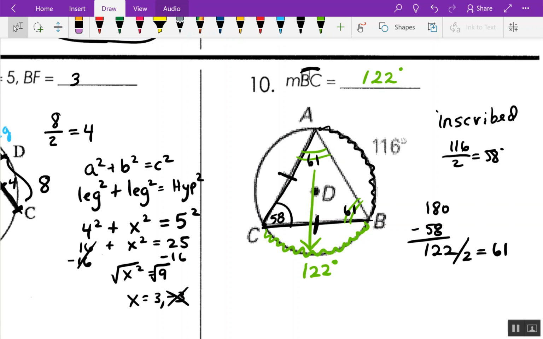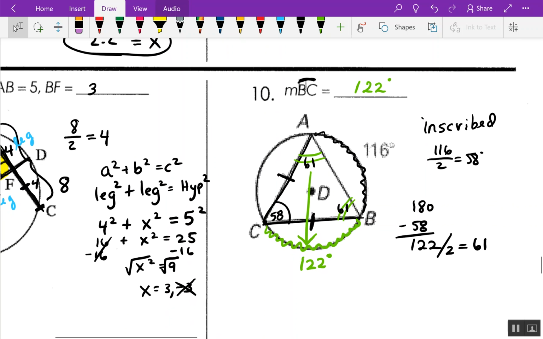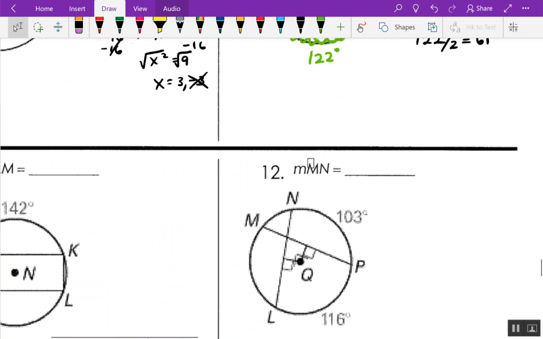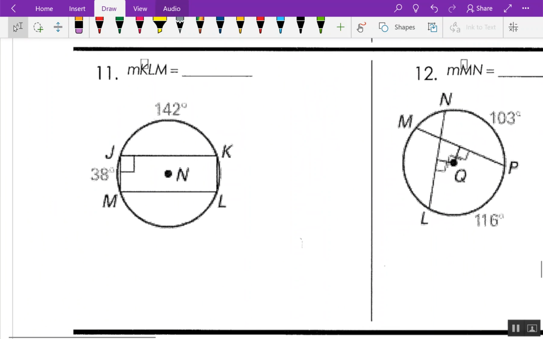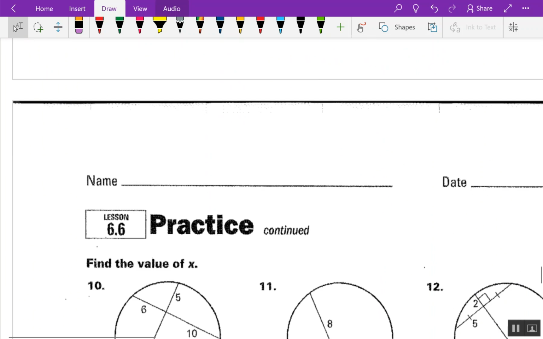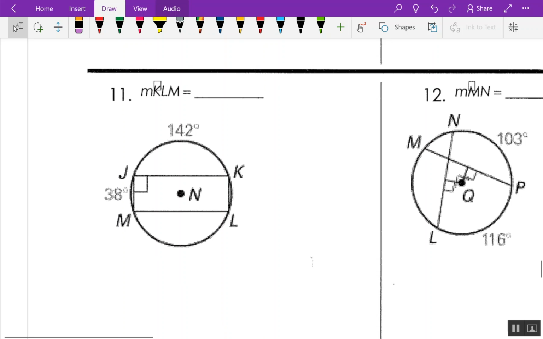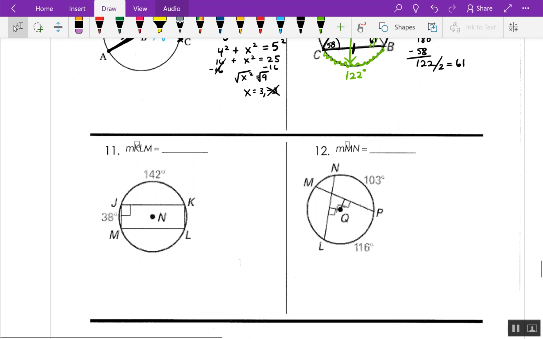I'm just waiting for people to finish writing. We're almost done, right? Last row? Oh, there's more pages. All right, well, we'll stop at 11 and 12. In fact, we're going to stop right now.